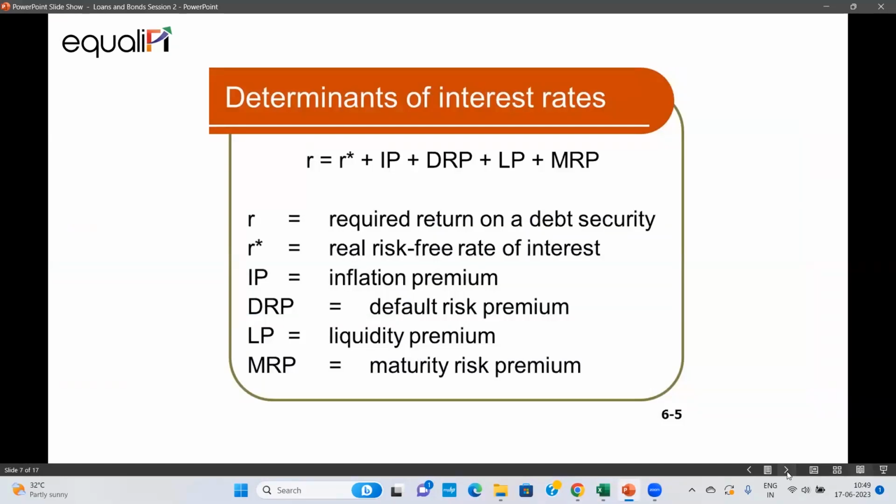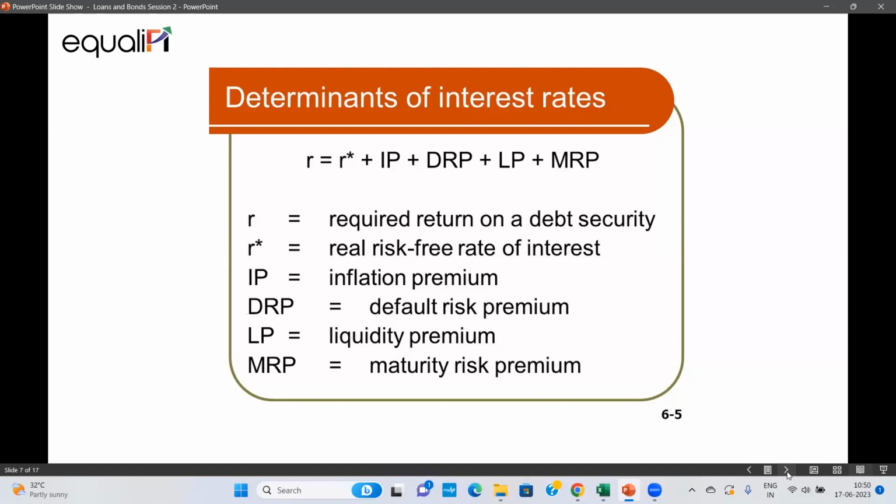This is the determinants of interest rate. So how do we determine the interest rate for a fixed income security or a debt or a bond? So there is the real risk-free rate of interest, where we consider there is no fluctuation in the market. The market is absolutely stable. There is no intervening variable, no risk, nothing. So we get a risk-free interest rate.